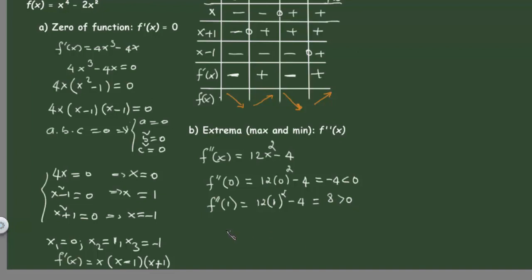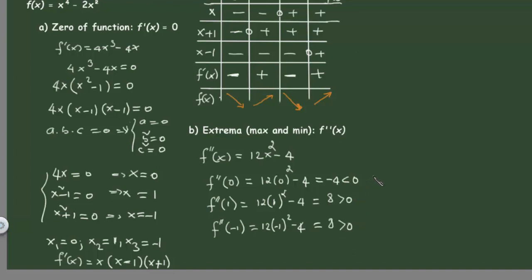This is a minimum. And f double prime of minus 1 is going to give us 12 times minus 1 to the power 2 minus 4, which again equals 12 minus 4, also equal to 8. So this is our conclusion.